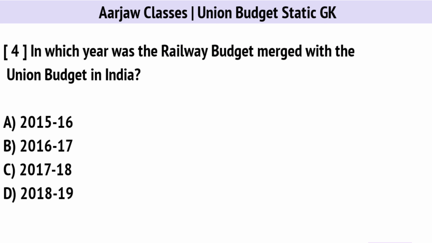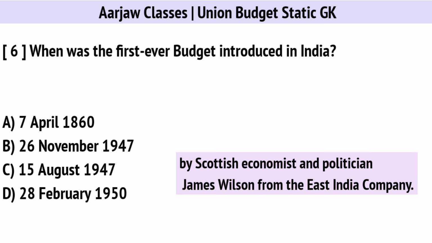In which year was the railway budget merged with the Union Budget in India? Correct option is C. 2017-18. When was the first ever budget introduced in India? Correct option is A. On 7th April 1860.